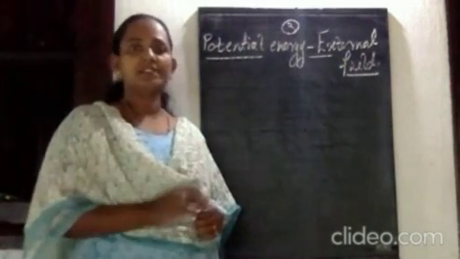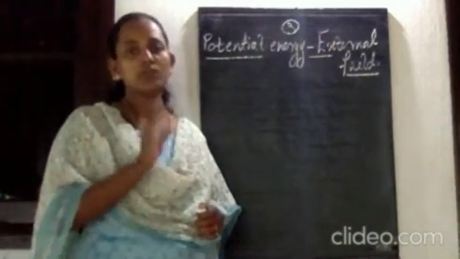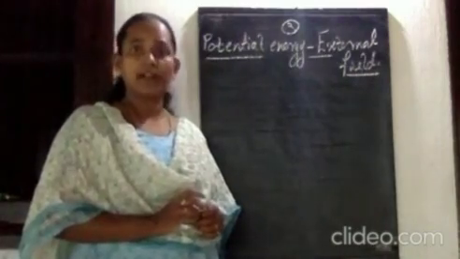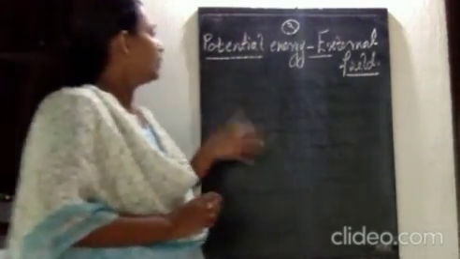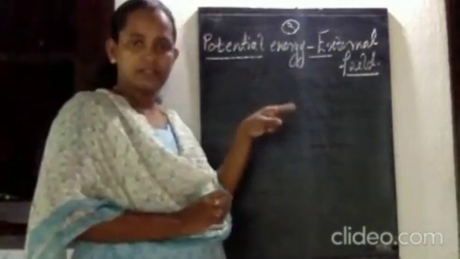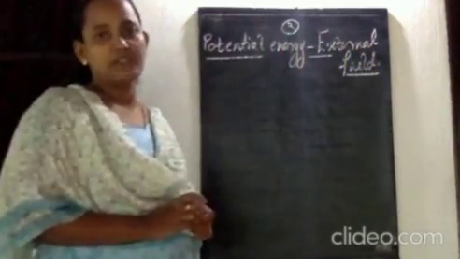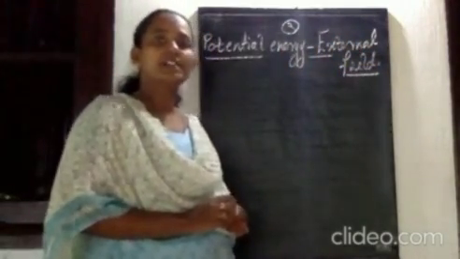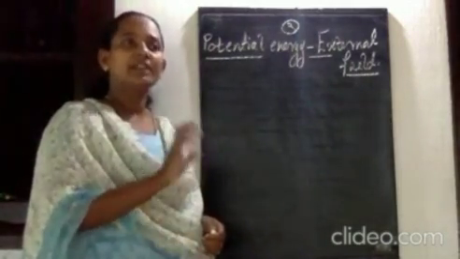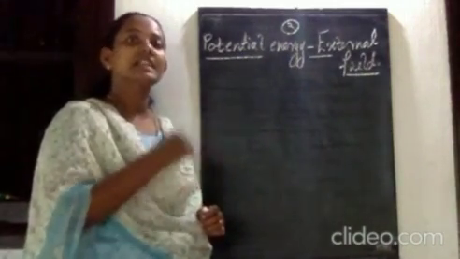And in the previous case we considered that we are bringing the charges from infinity to a given point where there is no external field existing. But now we want to write the expression for potential energy, first for a single point charge in the presence of an external field. That means first we want to consider a region in which there is some external field, and we are bringing the point charges from infinity to that given point in the presence of an external field.